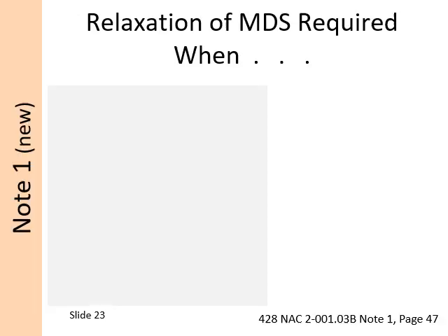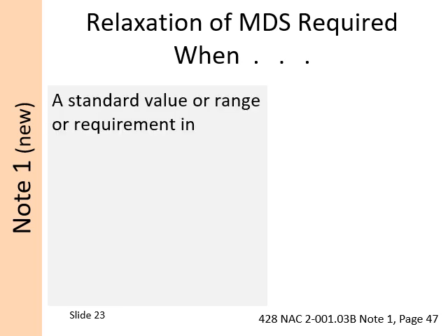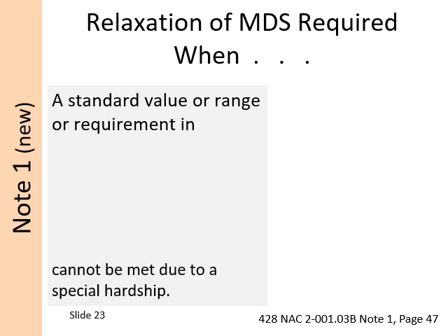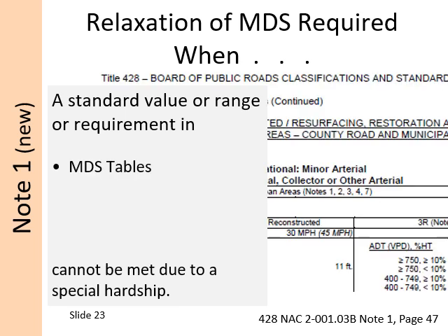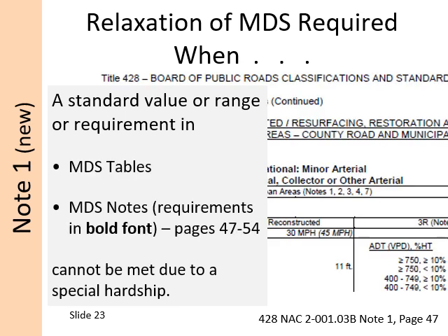Regarding design standards, Title 428, Nebraska Administrative Code, Chapter 2, Section 1, a relaxation of standards is required if a requirement or standard value or range cannot be met because of a special hardship. This applies to the minimum design standards, tables, and notes. In the notes for county roads and municipal street standards, on pages 47 through 54, the requirements and standard values are in bold font. Anything not in bold font is information and guidance, for which it would not be appropriate to request a relaxation of standards.